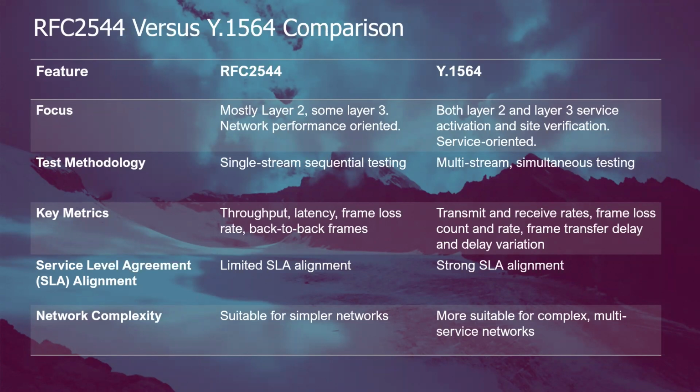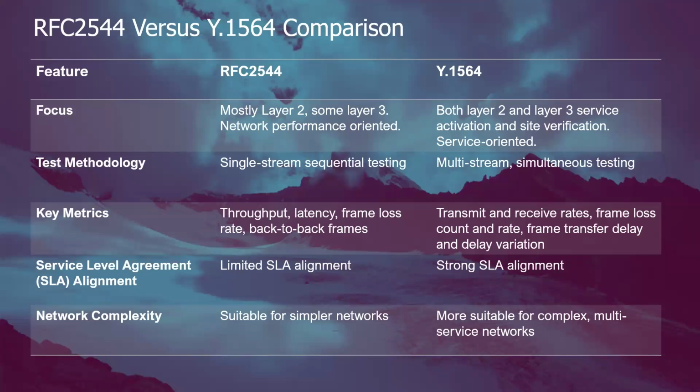And since Y.1564 is more service oriented, you can do multi-stream testing. You can really verify the actual traffic flows that you have for a particular service. You can verify SLAs with it and so forth, whereas 2544 really is looking at the performance of a single stream, so it's not really related to SLAs. And as we discussed before, the key metrics are also more service oriented for 1564, whereas 2544 is really throughput oriented and network performance oriented.